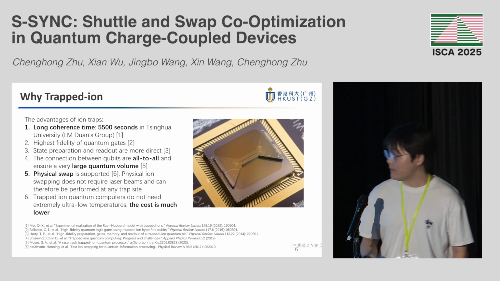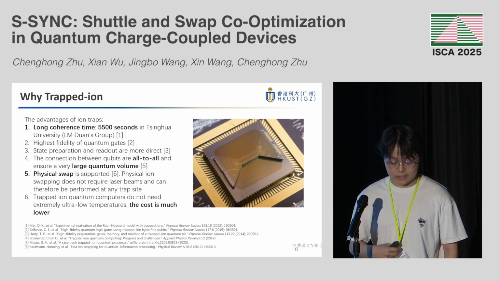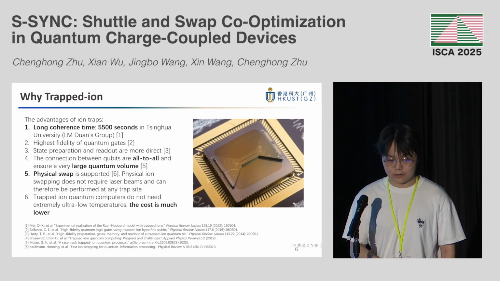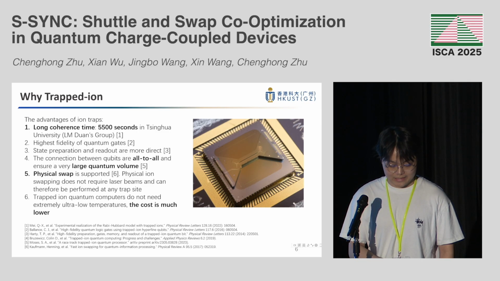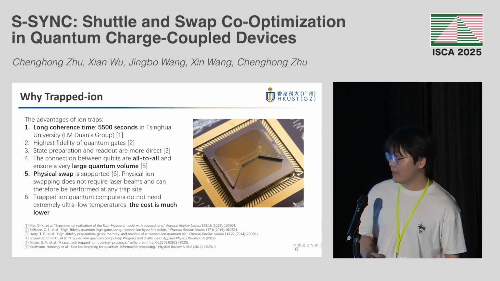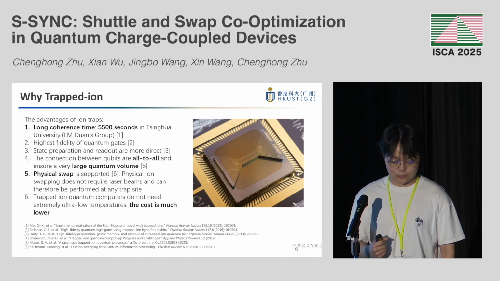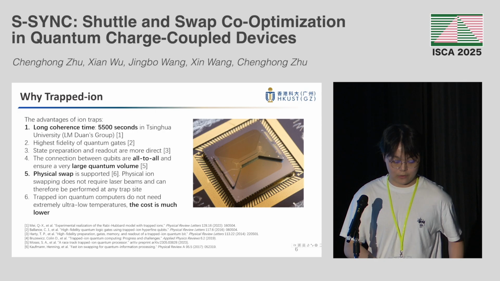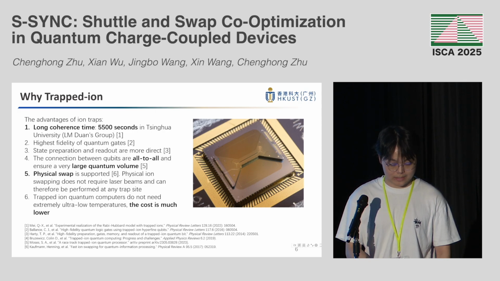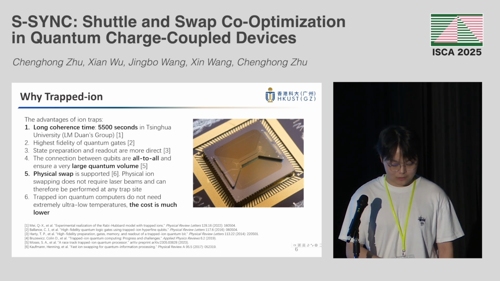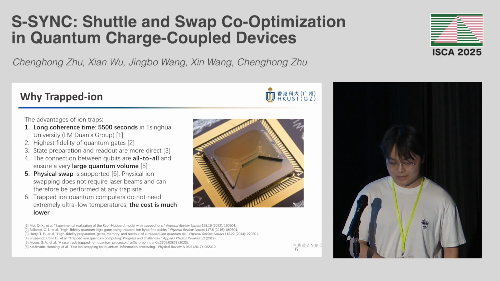Why trapped ion? Trapped ions have many advantages. For example, there is long coherence time, which has been demonstrated by Tsinghua University: the coherence time can reach up to 5,500 seconds. They also have the highest fidelity of quantum gates, and state preparation and readout are more direct. The connectivity has been shown to be all-to-all, which ensures a large quantum volume. Also, physical swap is supported, and trapped ion quantum computers do not need extremely low temperatures, so the cost is much lower.